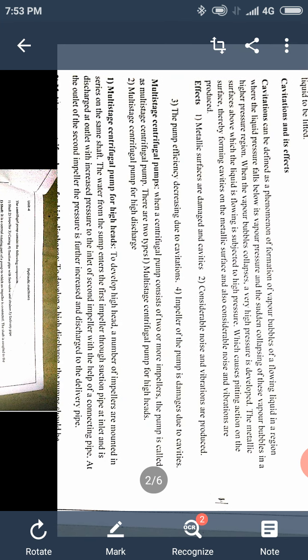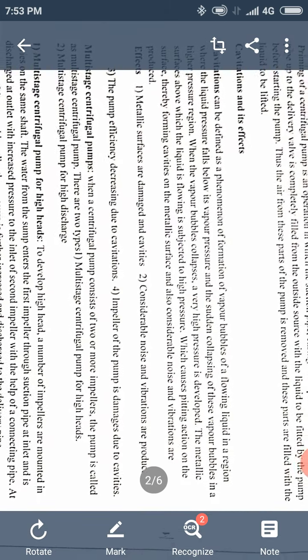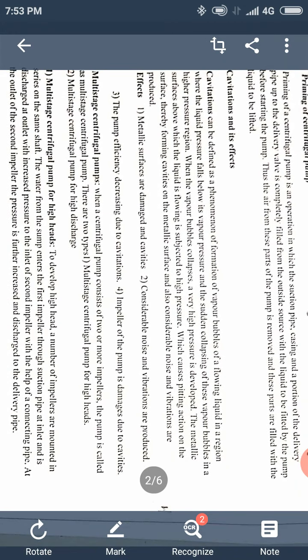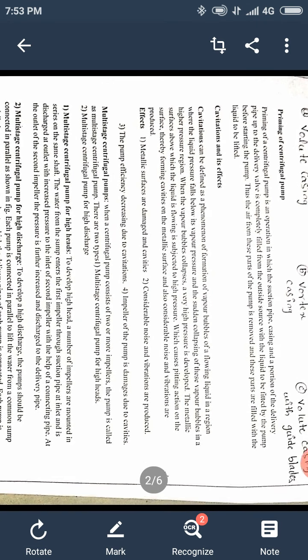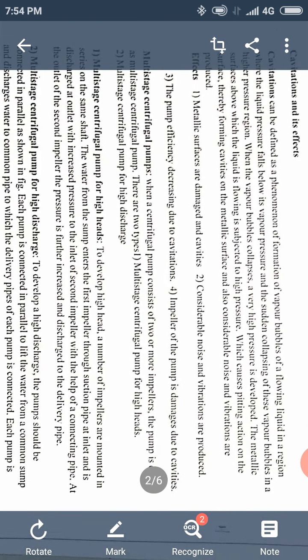Then multi-stage centrifugal pumps, that is, a classification of centrifugal pumps. When the centrifugal pump consists of two or more impellers, the pump is called a multi-stage centrifugal pump. There are two types of multi-stage pumps: multi-stage centrifugal pump for high heads and multi-stage centrifugal pump for high discharge.